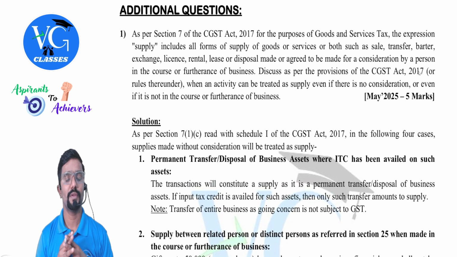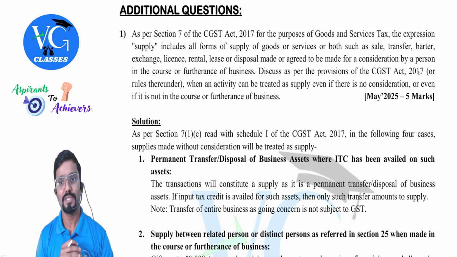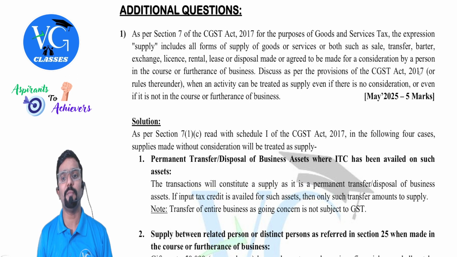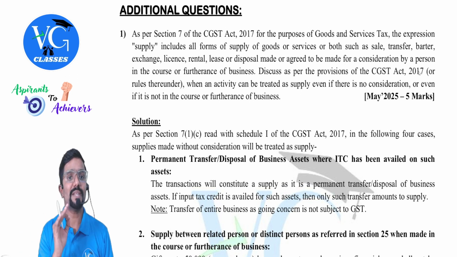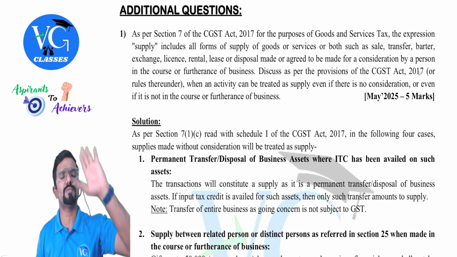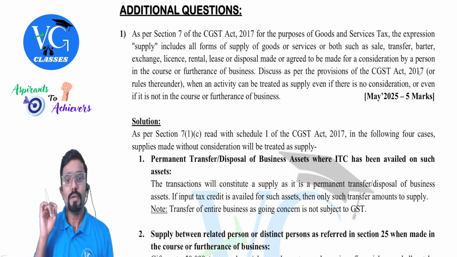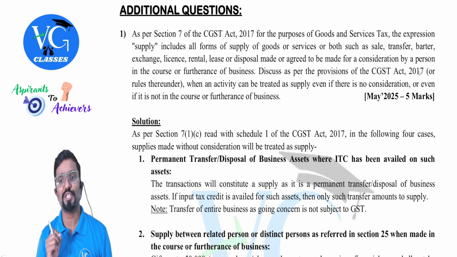Question number 1. As per section 7 of CGST Act 2017, for the purposes of goods and service tax, the expression supply includes all forms of supply of goods or services or both, such as sale, transfer, barter, exchange, license, rental, lease or disposal, made or agreed to be made for a consideration by a person in the course or furtherance of business. Guys, whatever dialogue they gave here was given in section 7(1)(a). Discuss as per the provisions of the CGST Act 2017 or rules made thereunder.